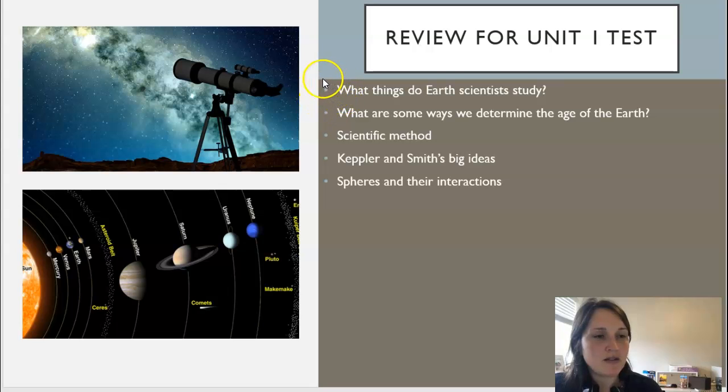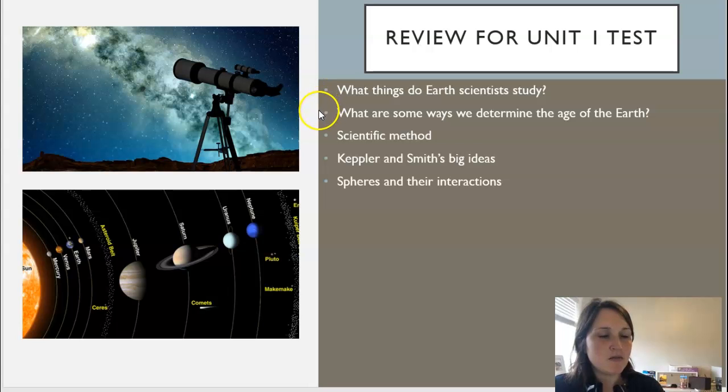One of the things that the test will ask you is, what are the things that an earth scientist studies? So it might give you some examples and ask, in comparison to what a biologist studies or what a chemist studies, what are the things or topics that would be of interest to an earth scientist?